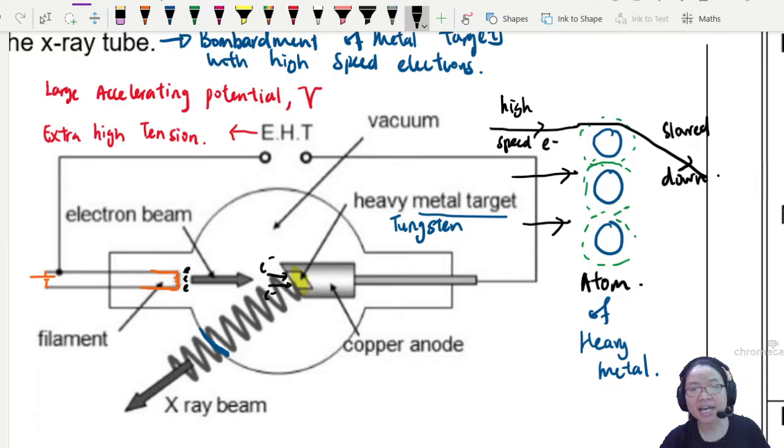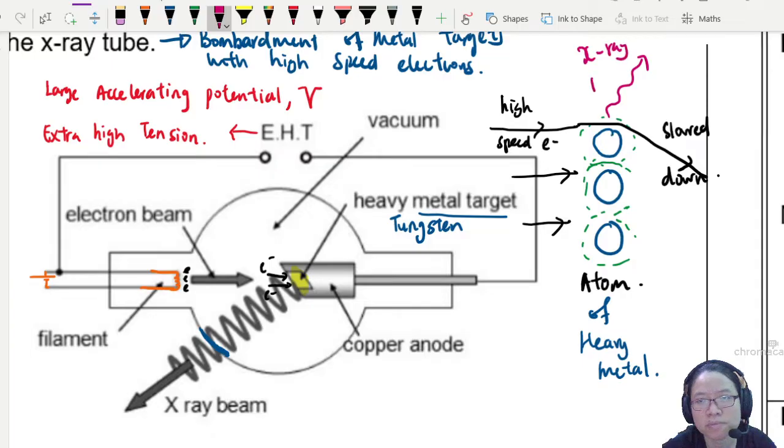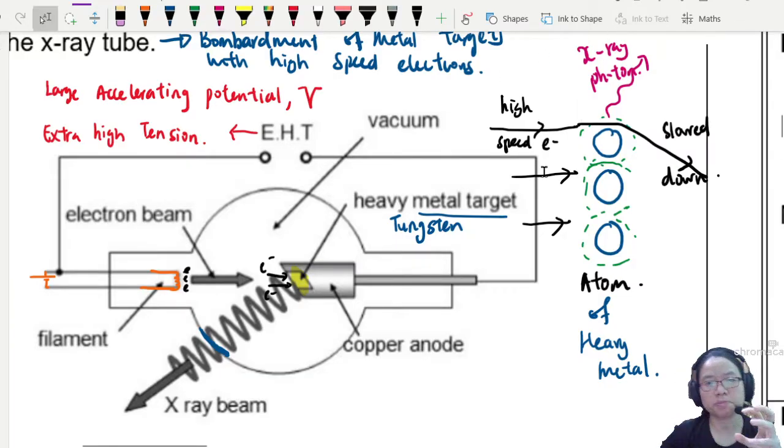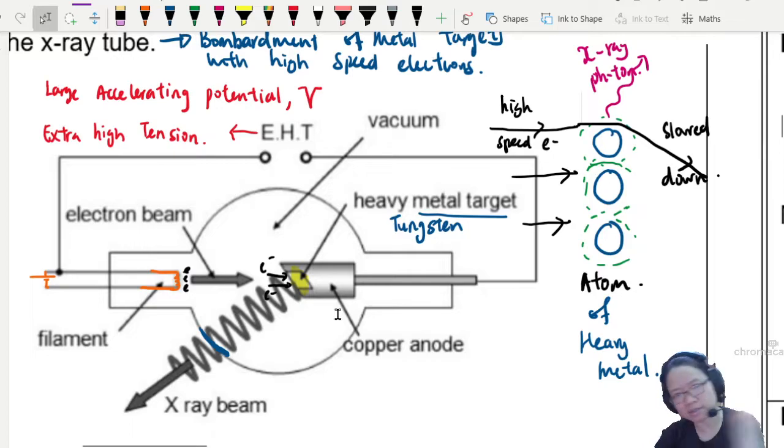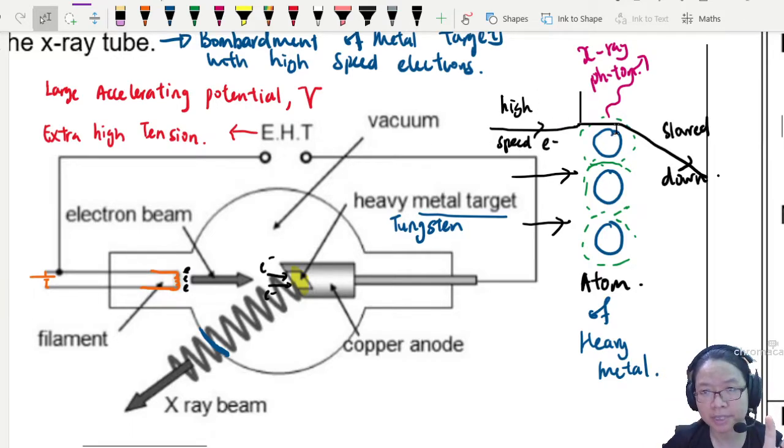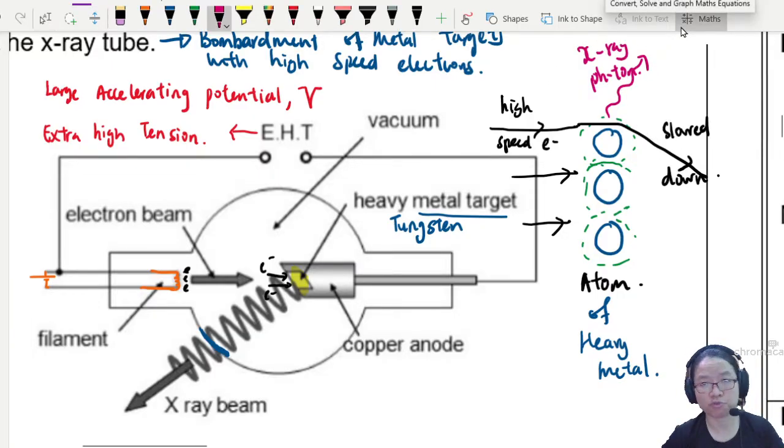But the kinetic energy needs to go somewhere. Okay, so this kinetic energy is released out as X-ray photon. And this was the X-ray photon that was picked up. Okay, so we have this high-speed electron that we throw at the metal target, the tungsten target. We throw it, and this high-speed electron will be slowed down. And during this slowing down process, this high-speed electron will release X-ray photons of different wavelengths.